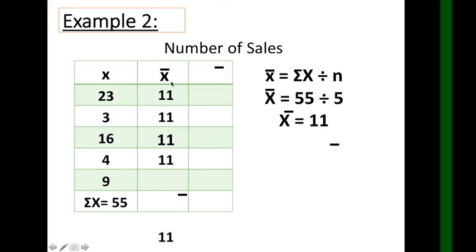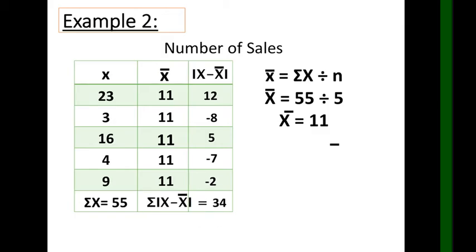So we need to put 11 in all the items. And then we will have the absolute value of x minus the mean: 23 minus 11 is 12. 3 minus 11 is negative 8, but again, there is no negative here. And then we have 5, negative 7, and negative 2. For the absolute values, we will add all of these. So we have 34 as our final answer, because 12 plus 8 plus 5 plus 7 plus 2, even though they are negative, we will add them. So the answer is 34.